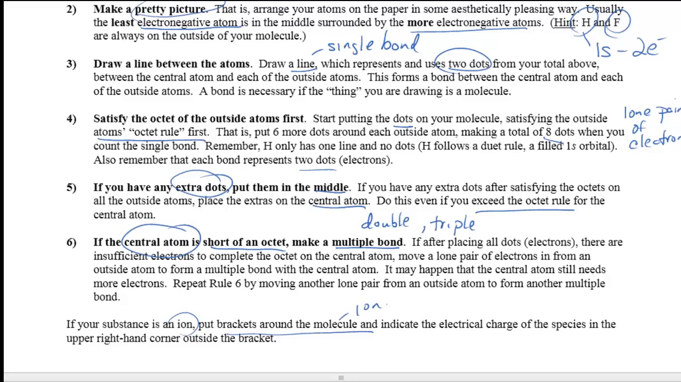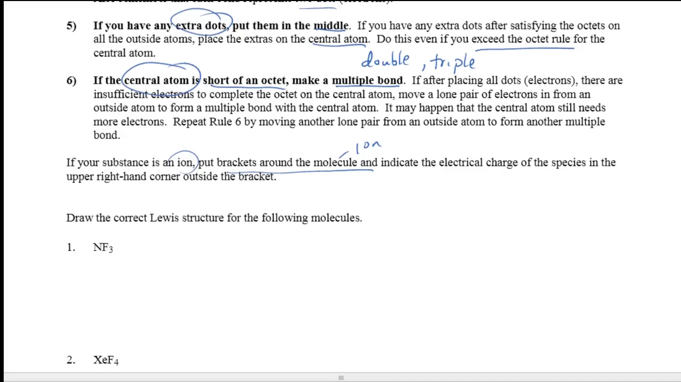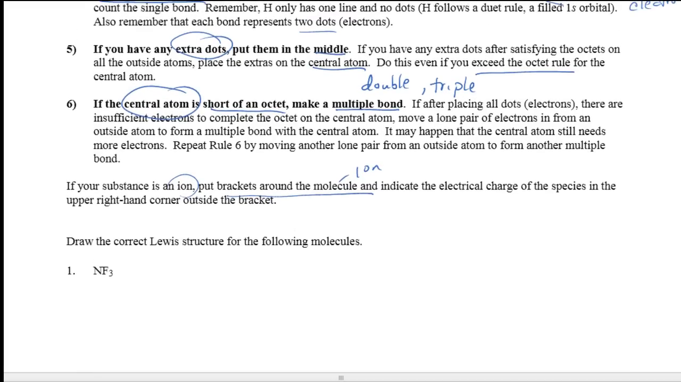Okay? I'm going to do another video later on, a second video on Lewis structures that goes into some more detail. I'll do a charged species in that one. We're going to do all neutral ones in this one. So let's draw the correct Lewis structures for the following molecules. And let's start with nitrogen trifluoride, NF3.